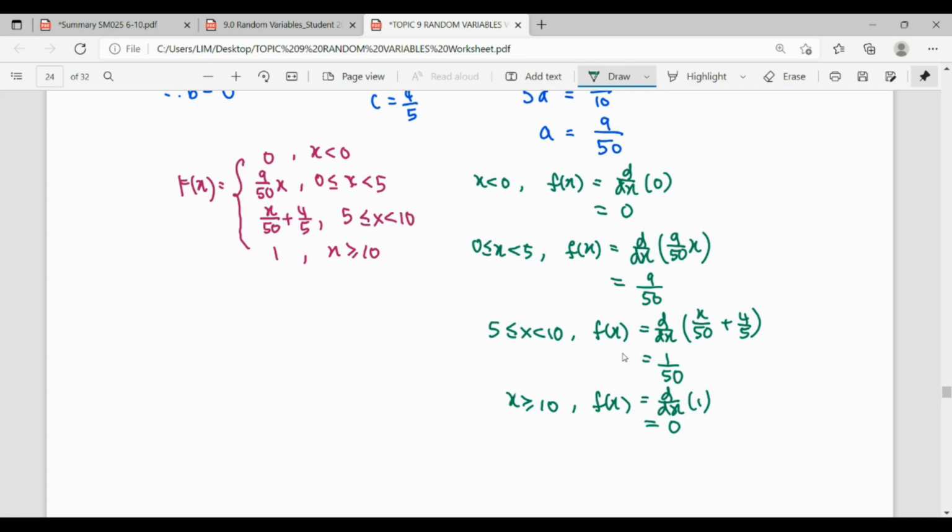So finally, write out the function. We have 9 over 50 corresponding to interval 0 until 5. And then we have 1 over 50, which corresponds to interval 5 until 10. So you can see 0 for others. You can put 0 for otherwise.